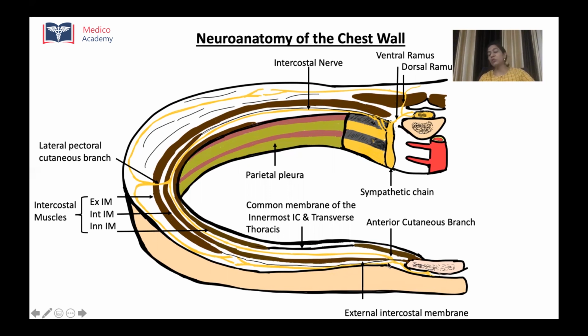So important to note is the T2 to T6 nerves behave in this manner, but T7 to T12 nerves, however, pierce the rectus sheath and supply the anterior abdominal wall.